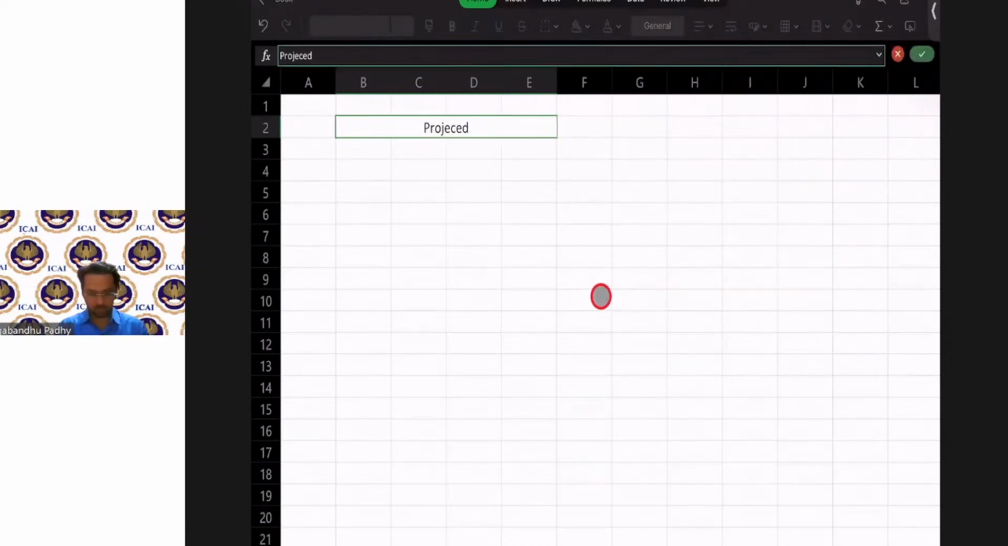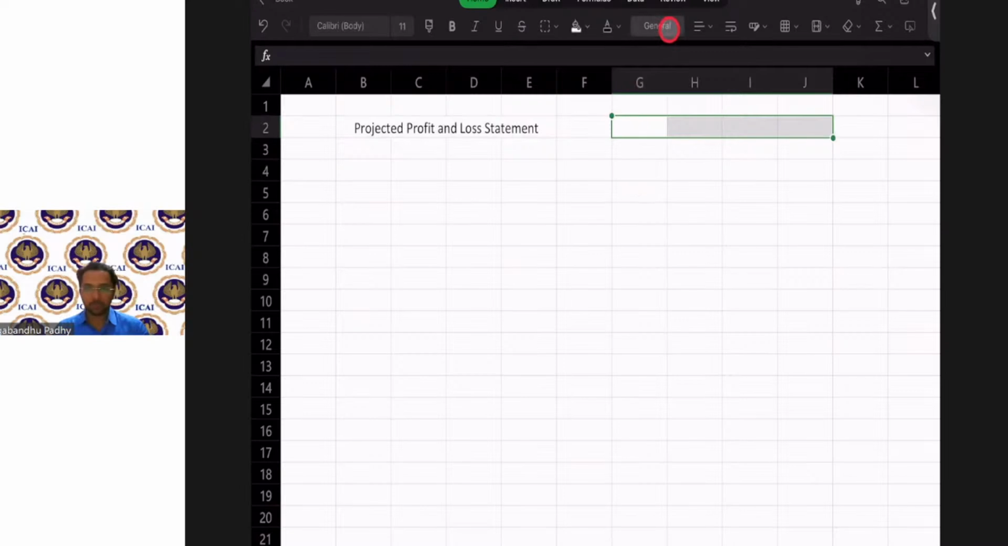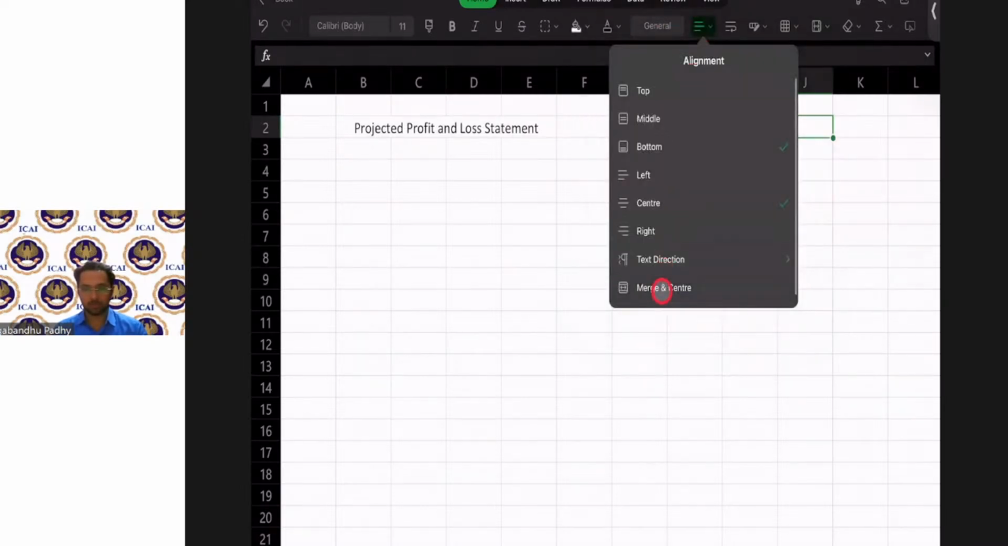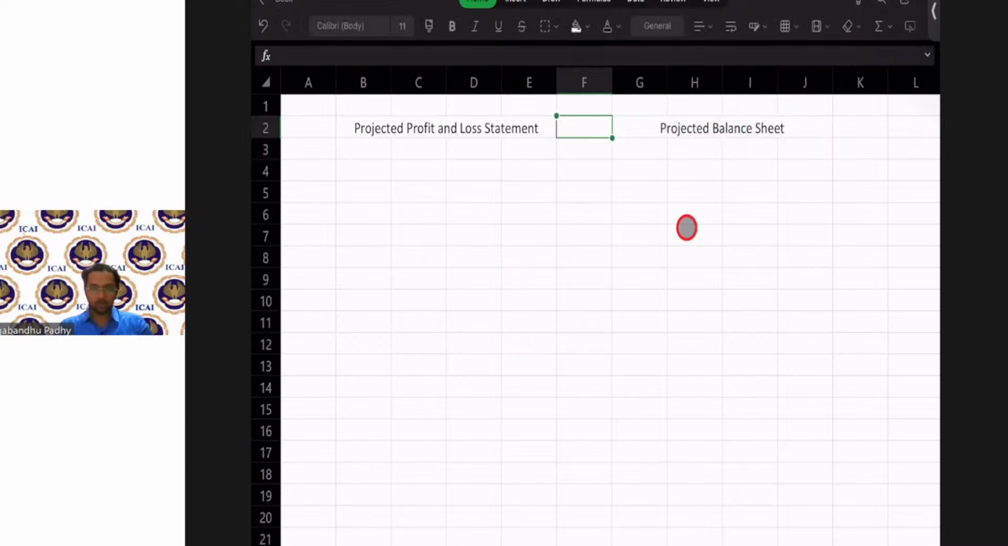So this is projected profit and loss statement. Projected profit and loss statement, and besides that, we'll have the projected balance sheet also. Okay.